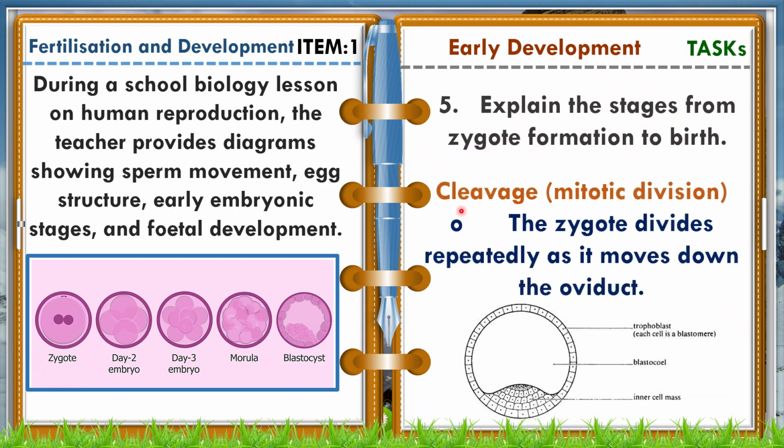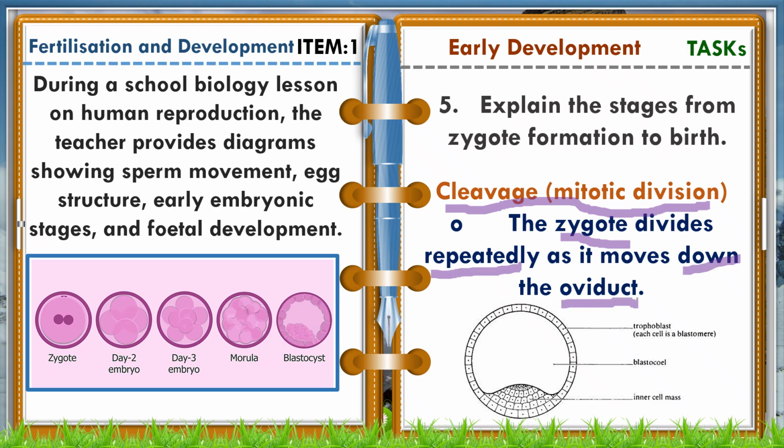Let's now look at cleavage, or what we call mitotic division. Now, the zygote, when it has been formed, divides repeatedly as it moves down the oviduct.